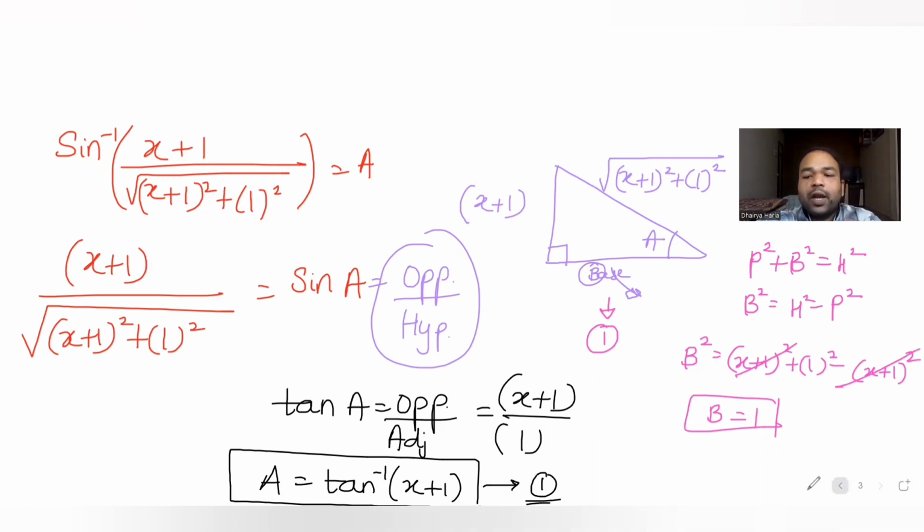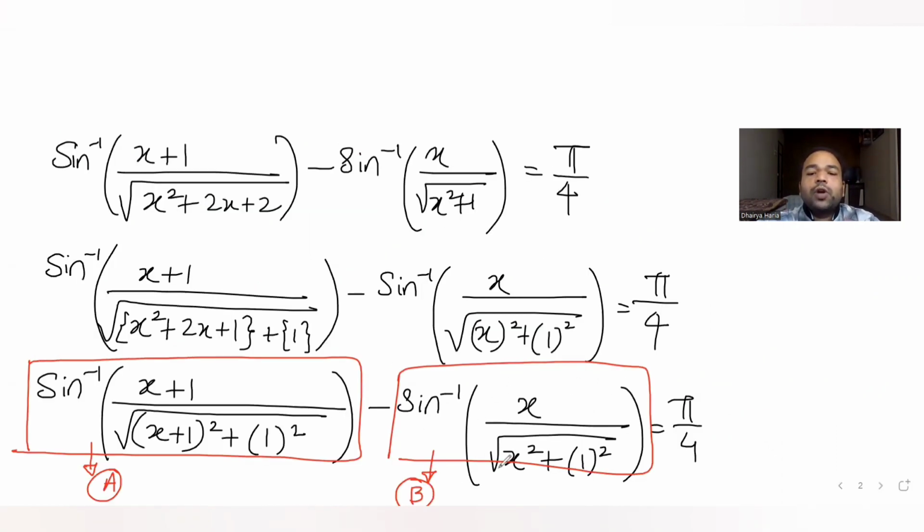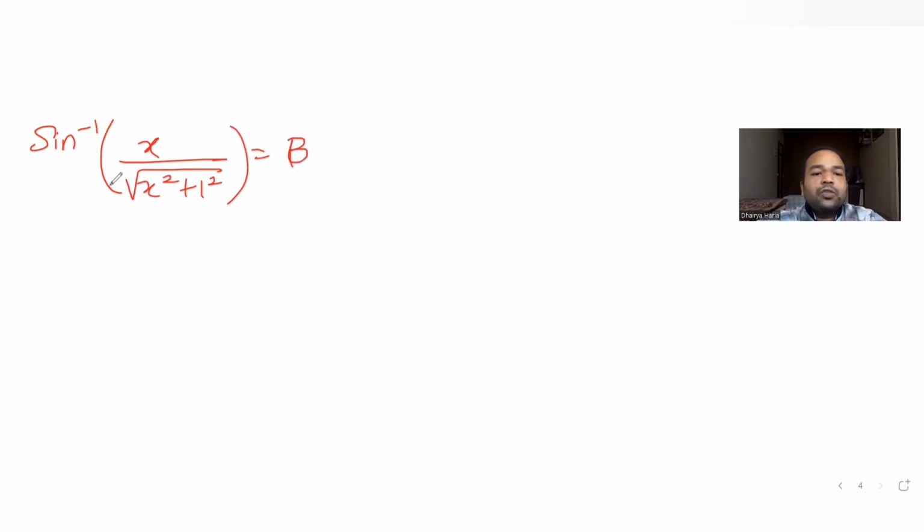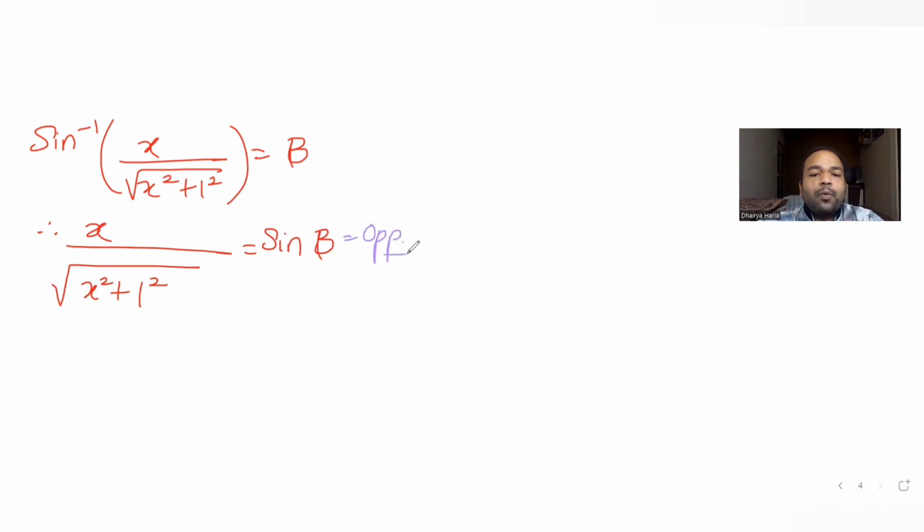Now again we'll try to get B also in terms of tan inverse. We have substituted sine inverse of x upon square root of x square plus 1 square equal to B. So from here, x upon square root of x square plus 1 square is equal to sine B. We already know sine B is nothing but opposite upon hypotenuse. So if I draw another right angle triangle, this angle is B. Opposite side is x. Hypotenuse is square root of x square plus 1.